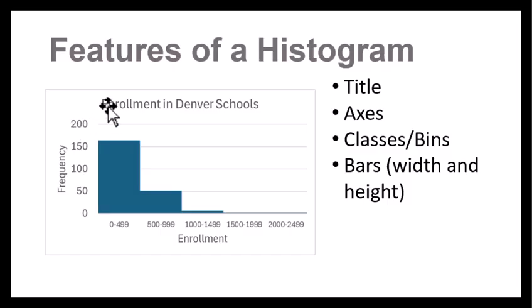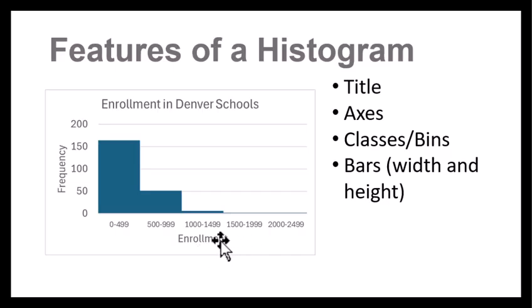The title at the top is Enrollment in Denver Schools. So this is telling us about what data we're looking at. For histograms, you're looking at typically one variable, one piece of data. In this case, that's enrollment, and that should be appearing along the bottom or the horizontal axis. So the title on the horizontal axis here says enrollment. This represents a number of students.